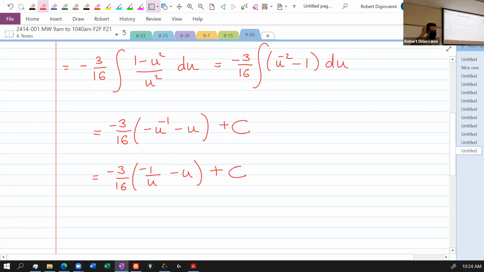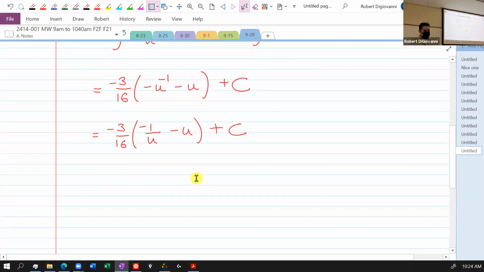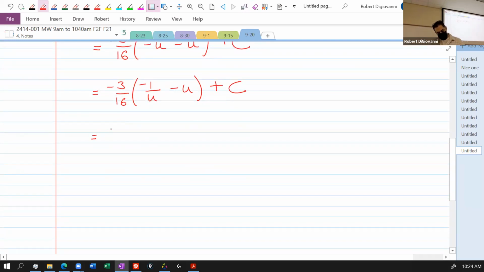I'm doing it that way because I'm about to replace u with something. What was u? Isn't it cosine? It was cosine, wasn't it? So this one's going to be 1 over cos, right? And it's going to be just cos, right? 1 over cos and then minus cos. So I'm going to write that as negative 3 over 16 times minus 1 over cosine, which is secant, and then minus cosine theta plus c.